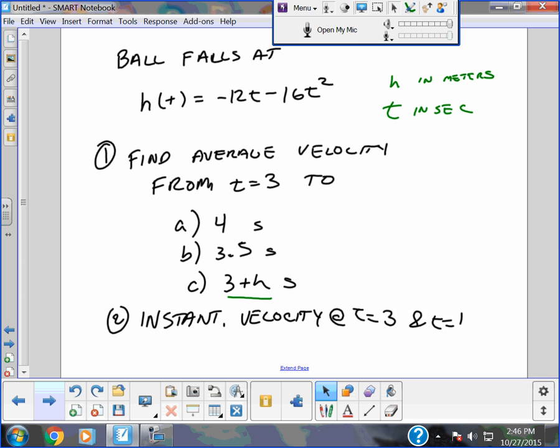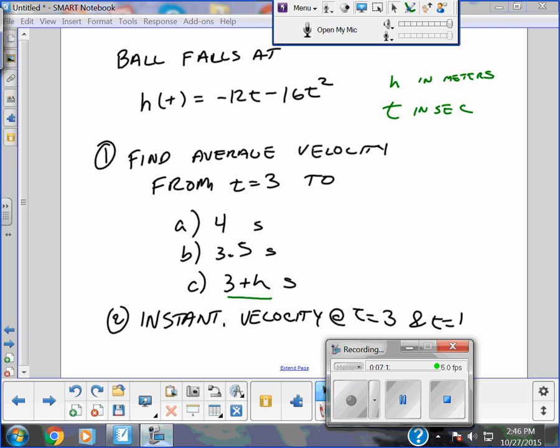This is a setup. Which one should you do first? 3 plus h should be your first one. And actually, you might even argue that you should do a plus h, right? Yes. All right, so give it a chance. This is chapter 2. This is on the test, period. All right, it's coming.